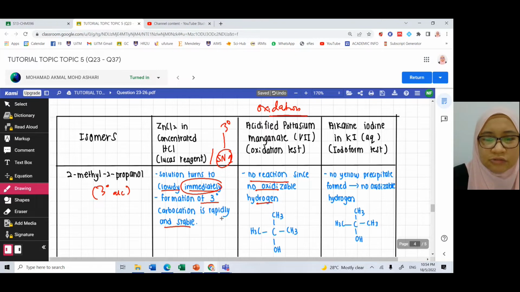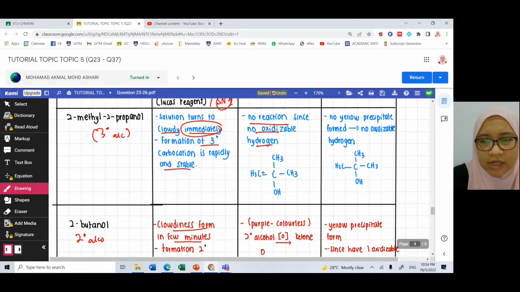So this is 2-methyl-2-propanol, as you can see. There's no hydrogen that is directly attached to the carbon. That hydrogen is what we call oxidizable hydrogen, so it's not present in this molecule, or to be specific, at this carbon.